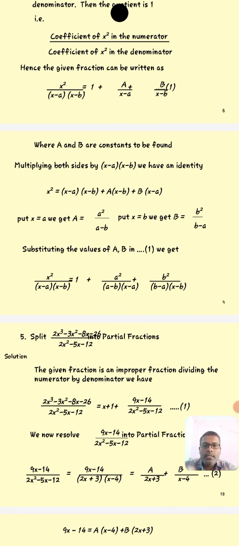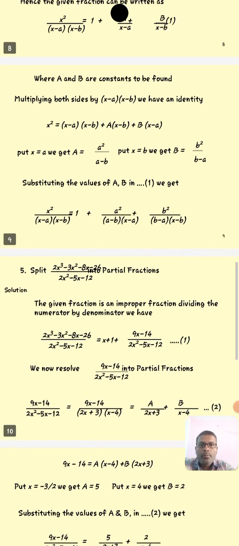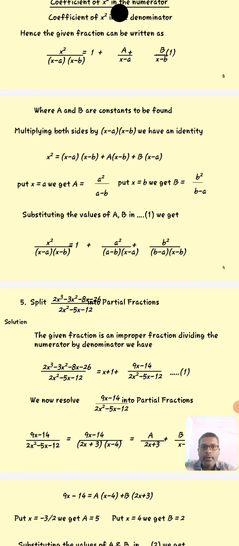Now we go to the substitution method. Put x equal to a. We get A is equal to what? A square divided by a minus b. Okay, in the place of x we substitute the a value. Put x equal to b. We get B is equal to b square divided by b minus a. Here the A value is a square divided by a minus b, and the B value is b square divided by b minus a.